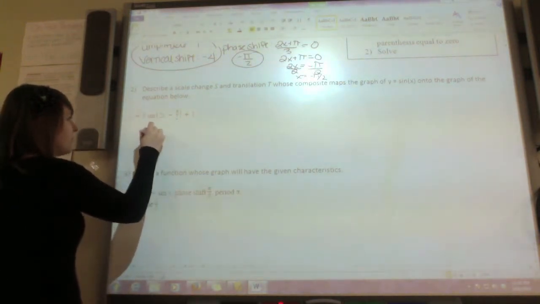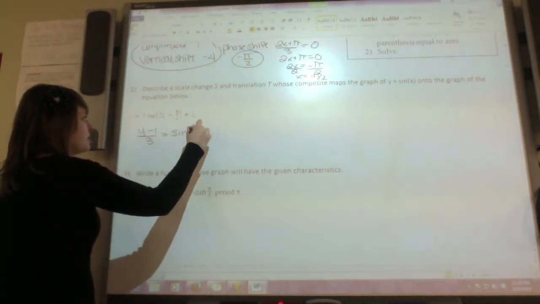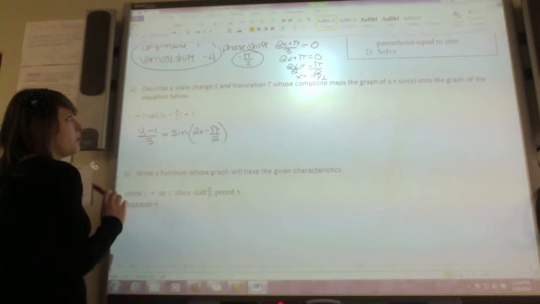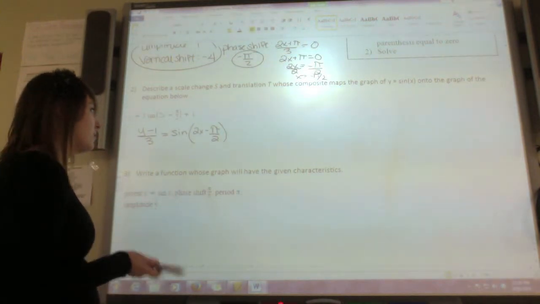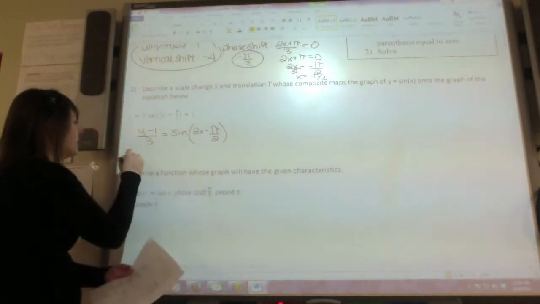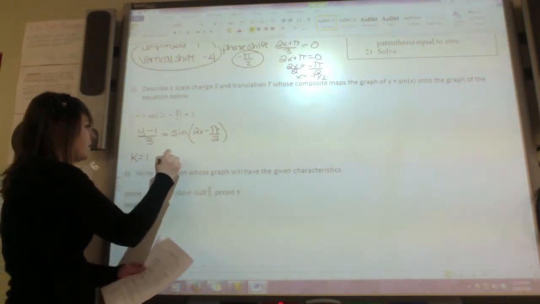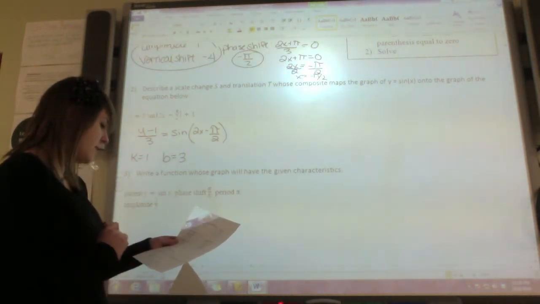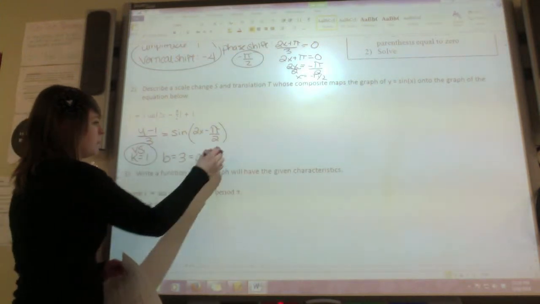So I'm going to start by subtracting 1, and then I'm going to divide by 3, and that'll give me the sine of 2x minus pi over 2. Now, again, this part in here doesn't quite work out the way that I would hope it would, so I am going to have to do some extra stuff in there to figure those out. But this right away tells me that my k value is 1, and it tells me that my b value is 3. So that helps me, because that tells me my vertical shift and my amplitude.